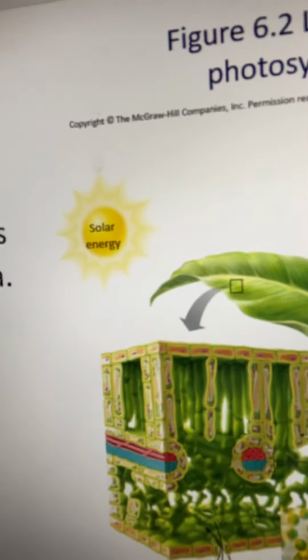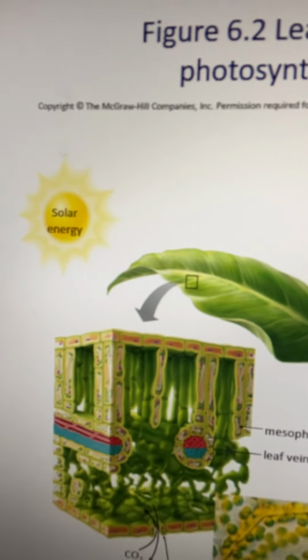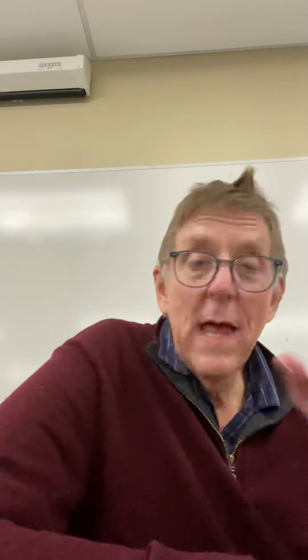If you look really carefully at that picture, I'll show it to you, on the bottom side you see it says CO2 in and O2 out. What is that saying? That's where we said they're breathing. It's breathing in CO2 and releasing oxygen. So it's the green parts.